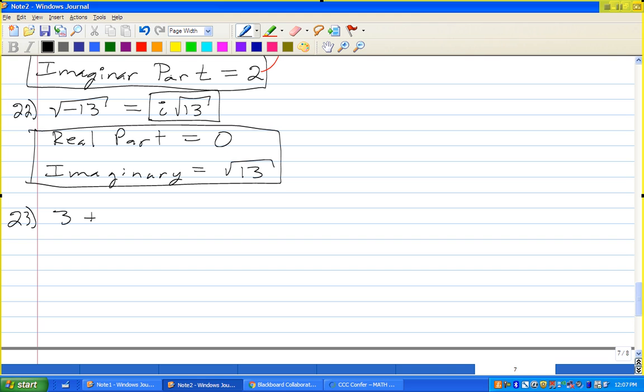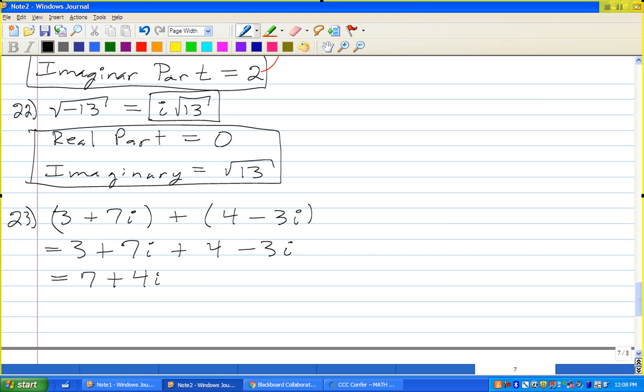Three plus 7i plus 4 minus 3i. In exercises 23 through 36, perform the indicated operations. So, let me remove the parentheses, and let me just combine like terms. Well, 3 plus 4 is 7. 7i minus 3i is a positive 4i. So you just combine like terms.